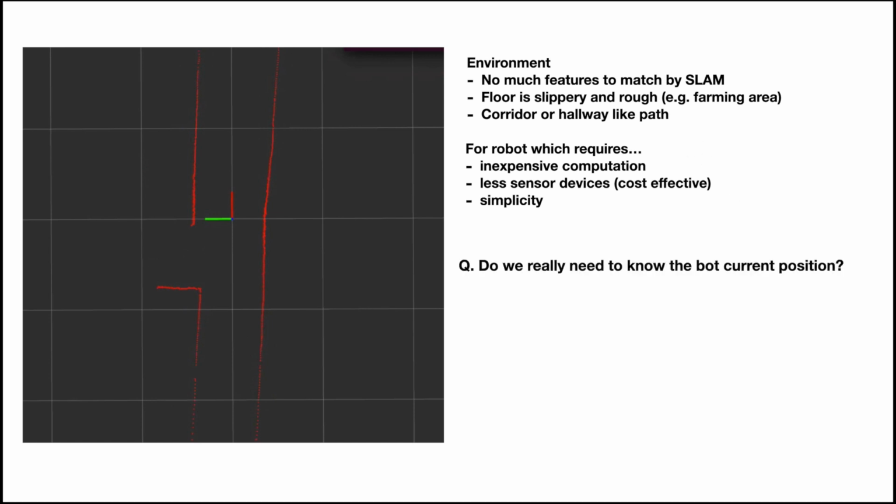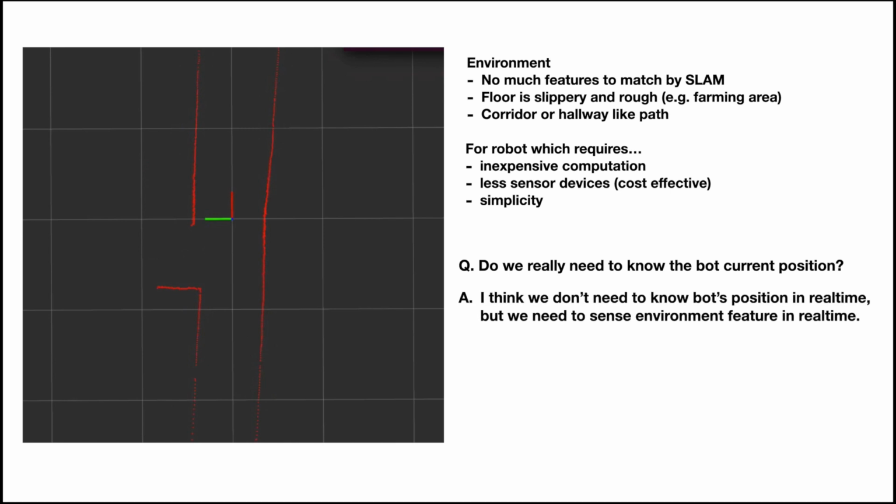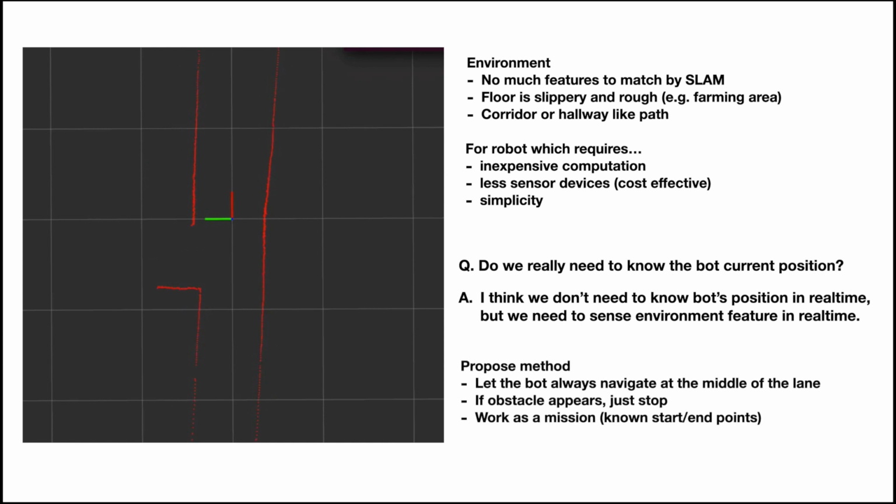Sometimes I ask myself, do we need to know the robot's current position in real time? And I could say no, we don't need to know that, but we need to sense the environment features in real time. So this idea works in some particular cases and is simpler than SLAM. My idea is that the robot just needs to navigate in the middle of the lane at all times, and if an obstacle appears then it simply stops, and it could be a repeatable mission.